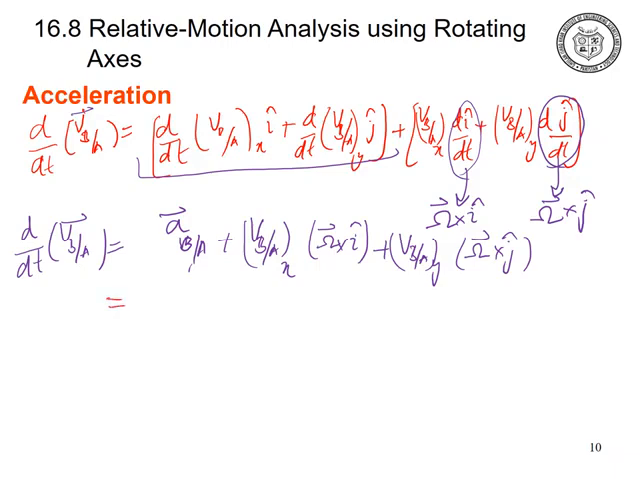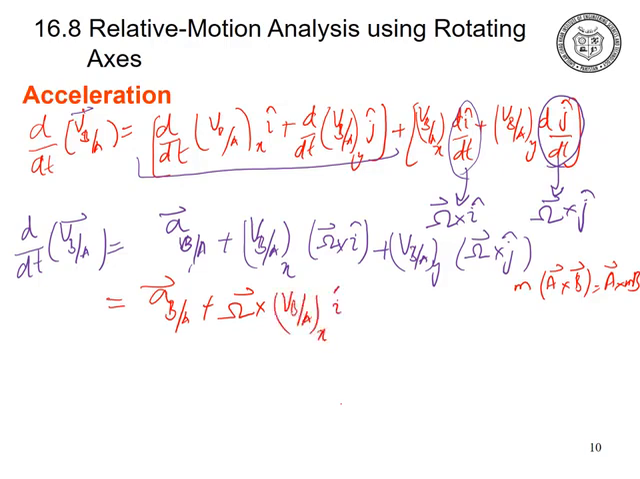So the above equation becomes equal to a of b with respect to A plus, again using the distributive property, which is m times a cross b equal to a cross mb. So by using this property we can write the above equation as omega cross vb with respect to A x times i, similarly omega cross vb with respect to A y times j. So this is the time derivative of the velocity.